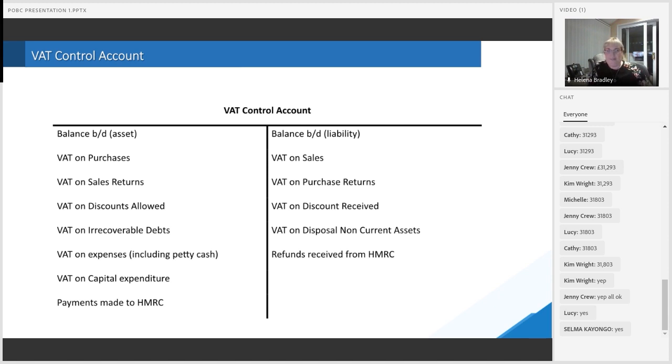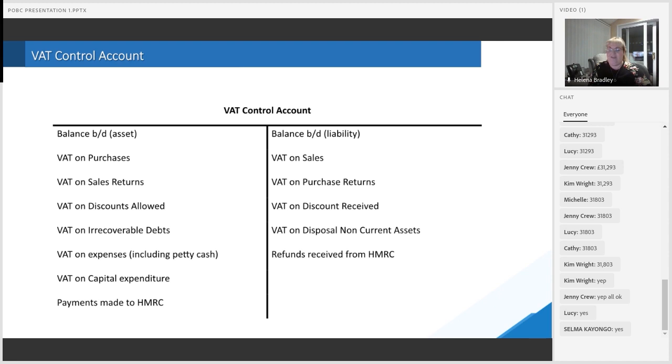And that looks incredibly busy. There's a lot going on in that control account. And by no means is that completely comprehensive. As I said earlier, as you progress to your studies, that account becomes busier and busier. But for the purpose of this unit, that will do you.